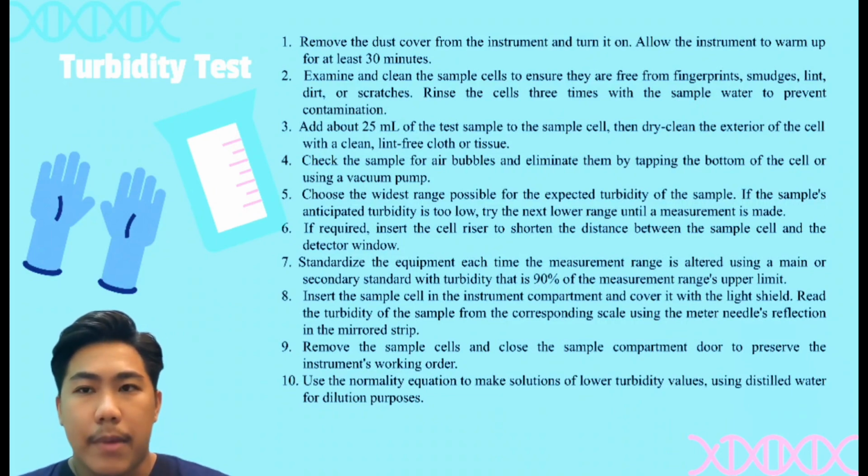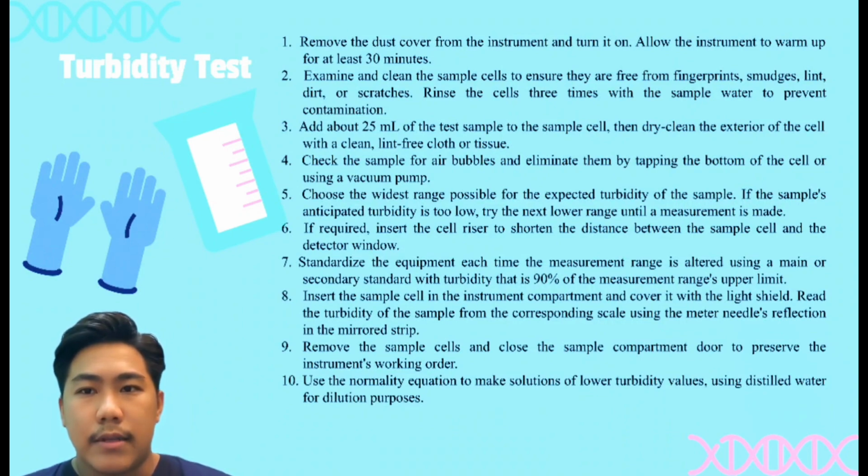Check the sample for air bubbles and eliminate them by tapping the bottom of the cell or using a vacuum pump. Choose the widest range possible for the expected turbidity of the sample. If the sample's anticipated turbidity is too low, try the next lower range until the measurement is made. If required, insert a cell riser to shorten the distance between the sample cell and the detector window. Standardize the equipment each time the measurement range is altered using a primary or secondary standard with turbidity that is 90% of the measurement range upper limit.